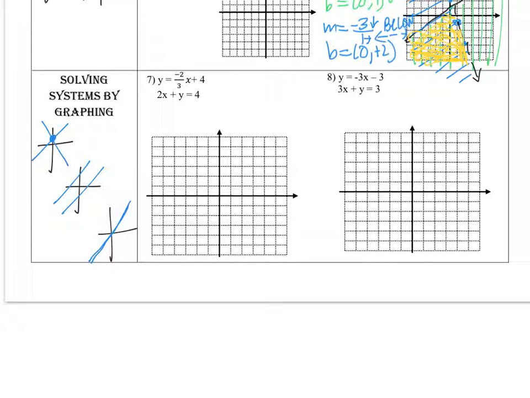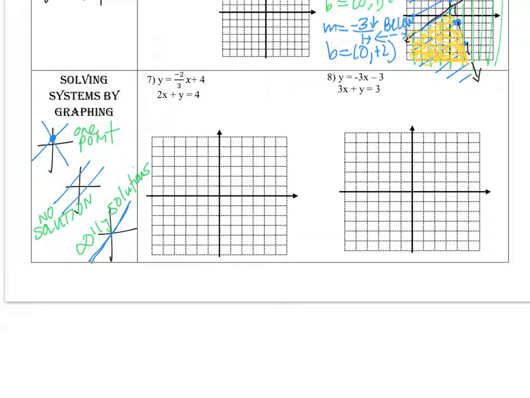This would mean that there is one answer. One point is the answer. This would mean that there's no solution because they never cross. Or this would mean that there's infinitely many solutions. Okay, so keep that in mind. There's either one, none, or infinitely many.